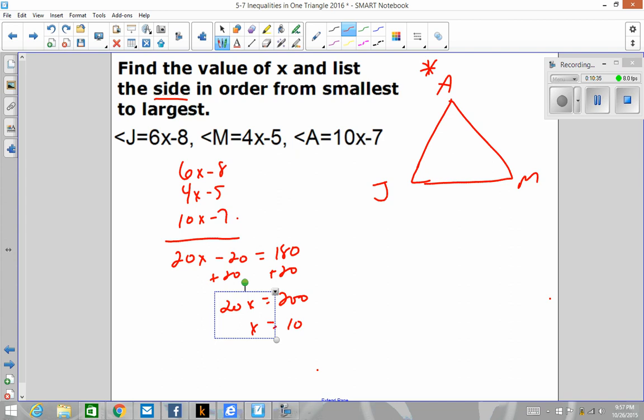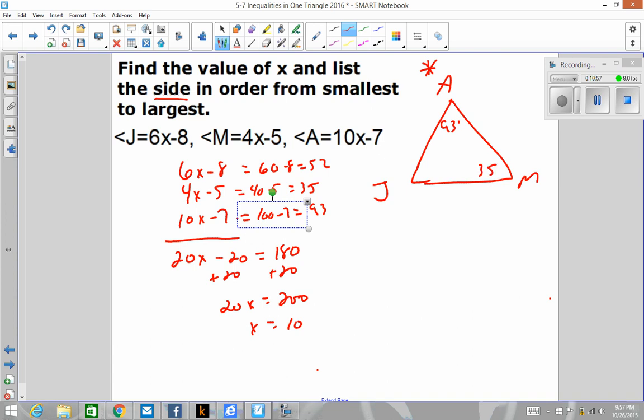So when I plug this back in, right here I got 60 minus 8, which is 52. Here I got 40 minus 5, which is 35. Here I get 100 minus 7, which is 93. So angle A was 93. Angle M is 35. And angle J is 52.